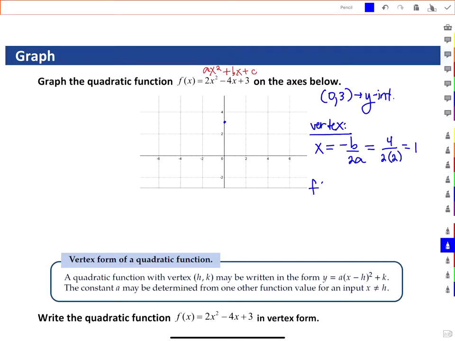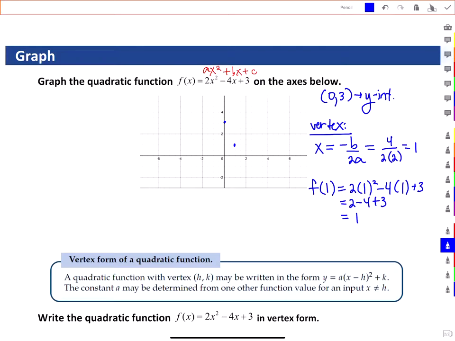So I can figure out what f of 1 is. If I throw 1 into my function, I end up getting 2 minus 4 plus 3, so that's 1. Hopefully my mental math there is correct. Yes, I believe so. So that means I can plot the point (1, 1). That's going to be here.